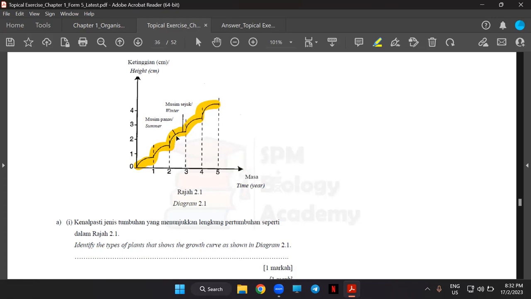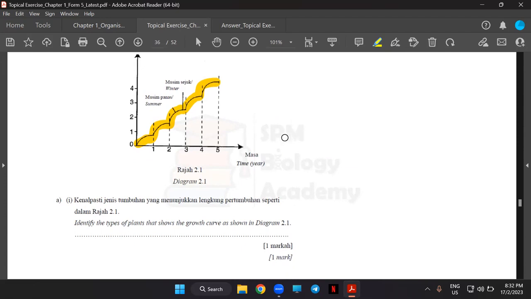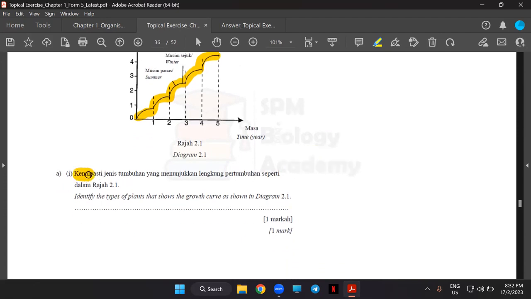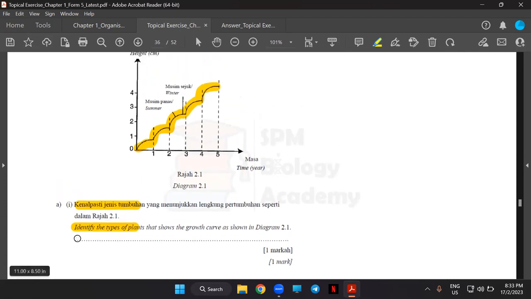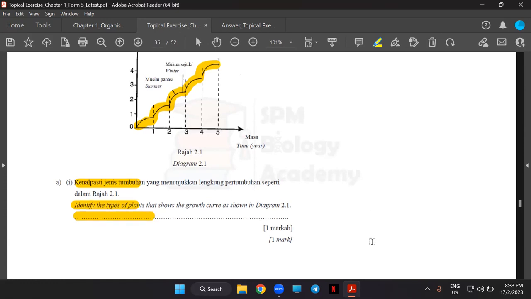Bila musim panas, graf dia it shows rate of growth is very high. Bila musim sejuk, graf dia agak constant ataupun menurun because growth rate becomes lower. Kadar pertumbuhan jadi rendah pada musim sejuk. Ya. So soalan pertama. Kenal pasti jenis tumbuhan yang menunjukkan lengkung pertumbuhan seperti dalam Rajah 2.1. Identify the type of plant that show the growth curve as shown in diagram 2.1. Jawapan kita ialah perennial plant, tumbuhan saka. Very easy.